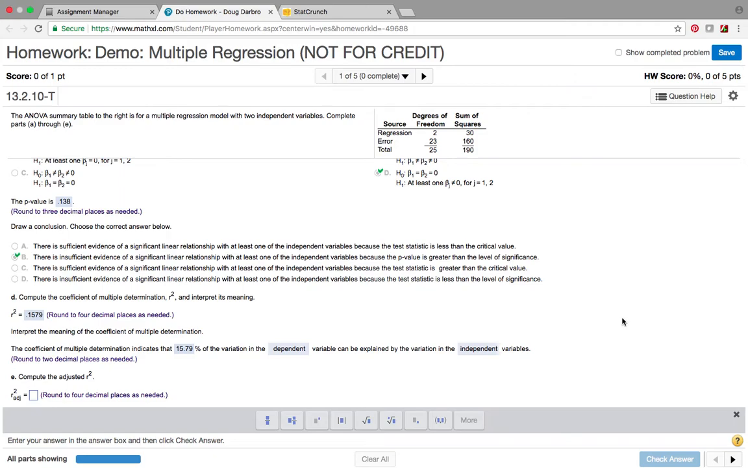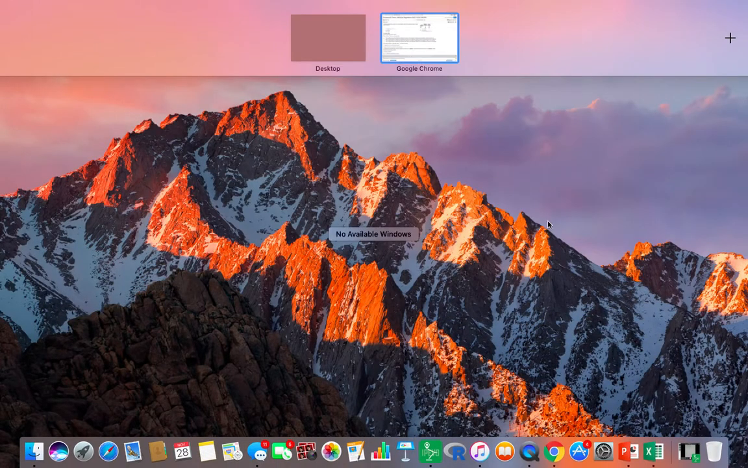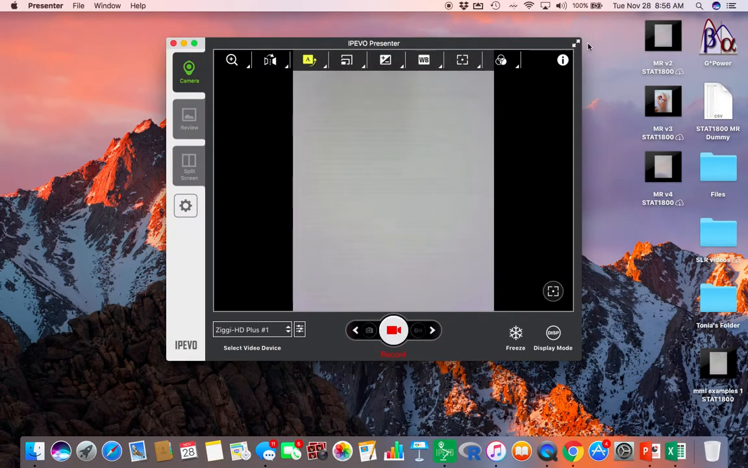All right, compute the adjusted r squared. I wanted you to be able to get the adjusted r squared using StatCrunch, but it turns out you can't here because you're just given the partial ANOVA table. But I don't think there's any harm in us actually using the formula. So let's take a look at the formula.